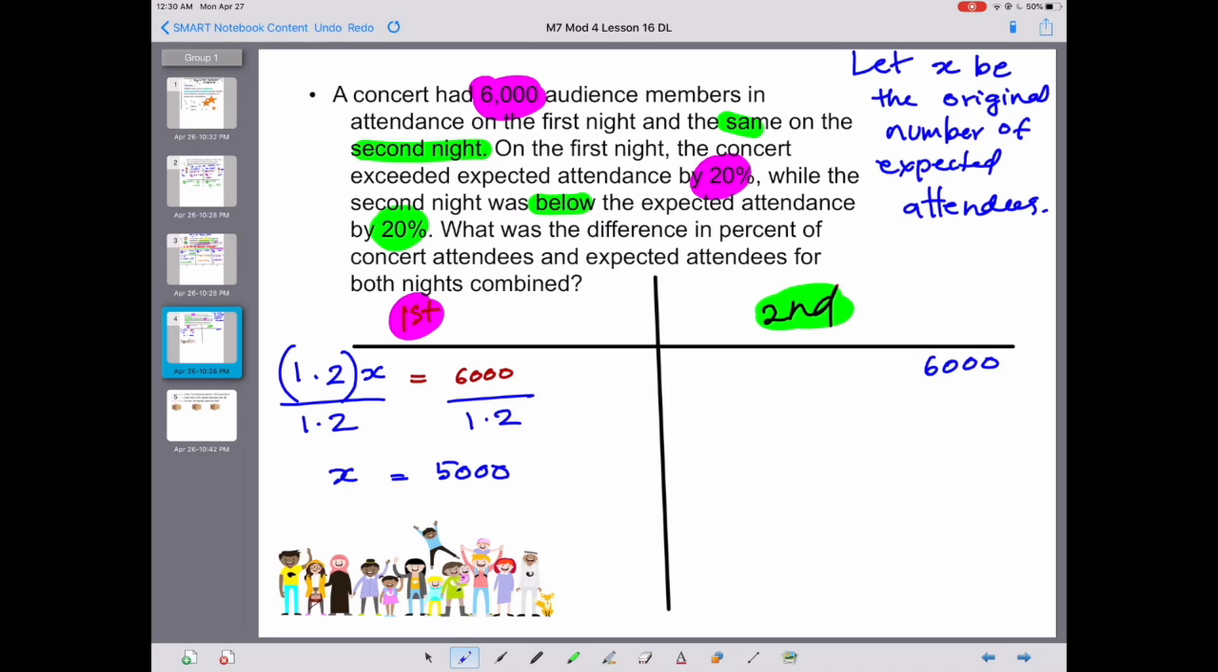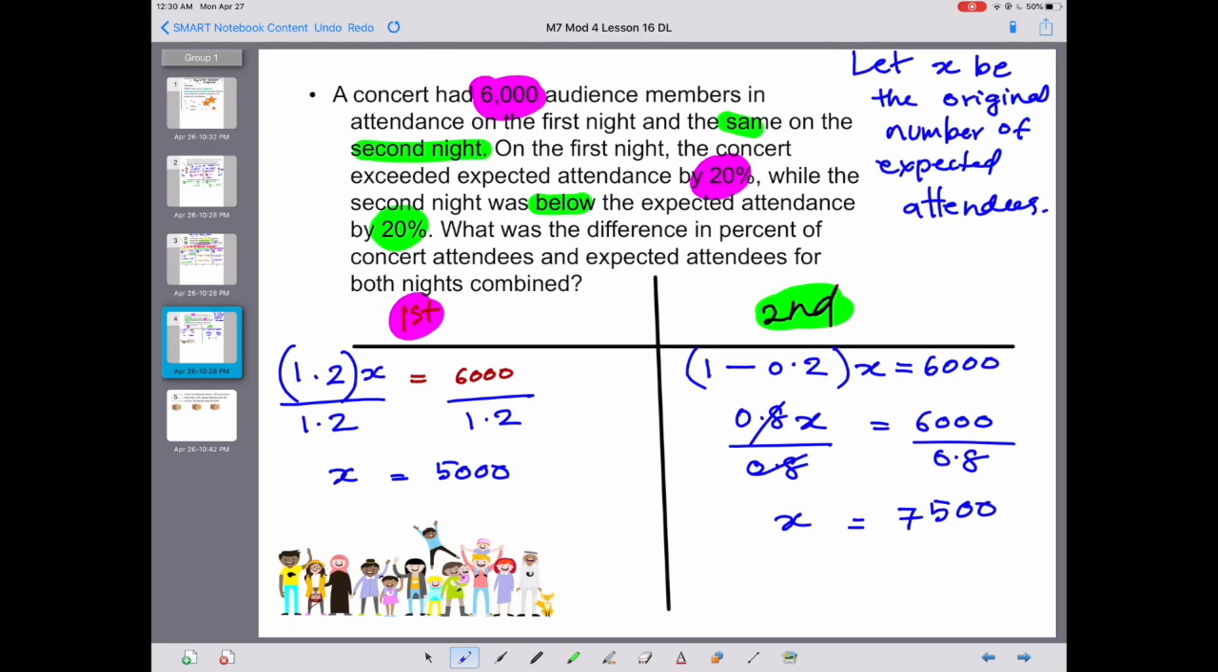In this case, it's the same thing, but it's a reduced amount. They were expecting more. So it's 1 minus 0.2 multiplied by X, which is going to give me 0.8X is equal to 6,000. Divide both sides by 0.8. I'm going to get X equal to 7,500. So the first night they expected 5,000, the second night they expected 7,500.